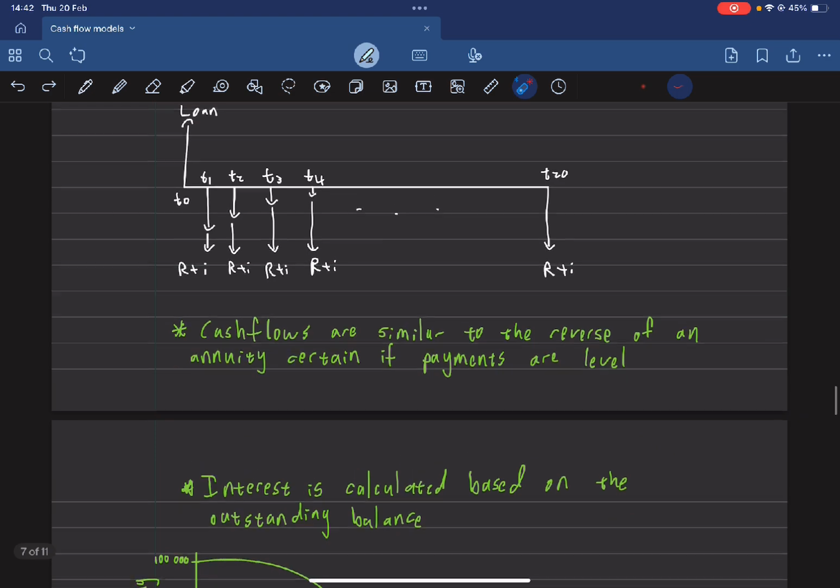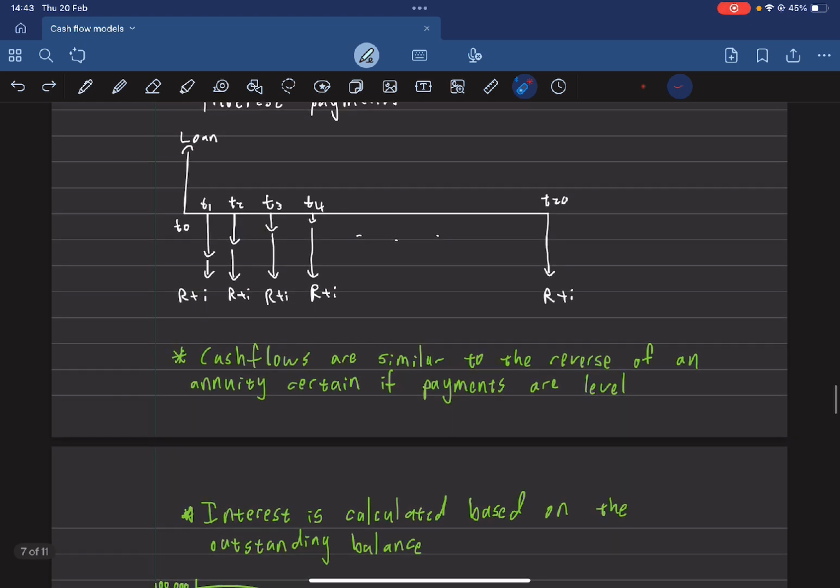So as you pay off the outstanding balance, the interest amounts will go down. So in the beginning, your payments will almost always be almost completely interest, and only a tiny bit of capital will be repaid. But as you go on, there'll be less interest that you're repaying and more capital. And the cash flows are similar to the reverse of an annuity certain if the payments are level. So if you have your payments being constant for each period, then it's going to be the reverse of an annuity certain.